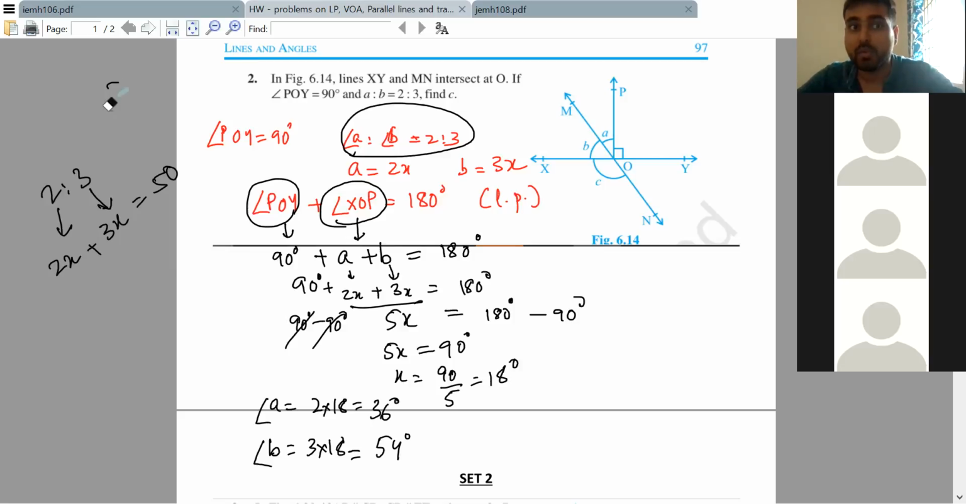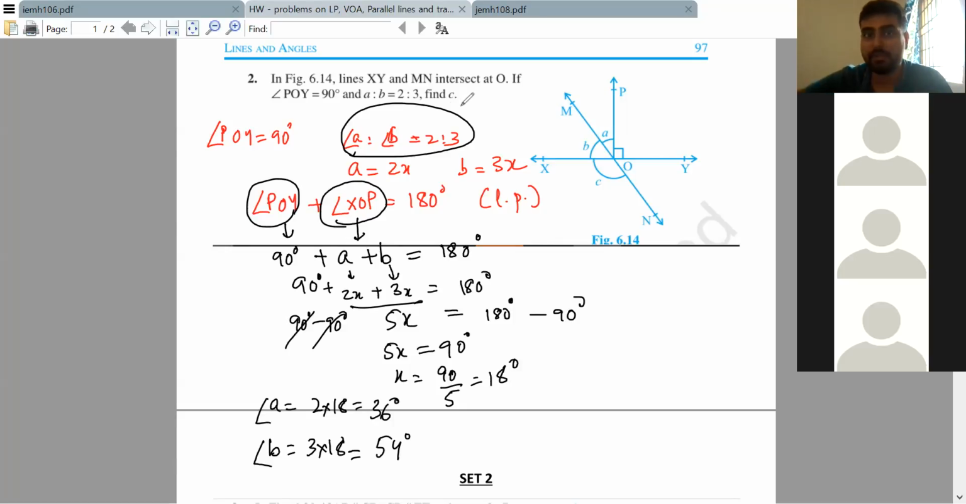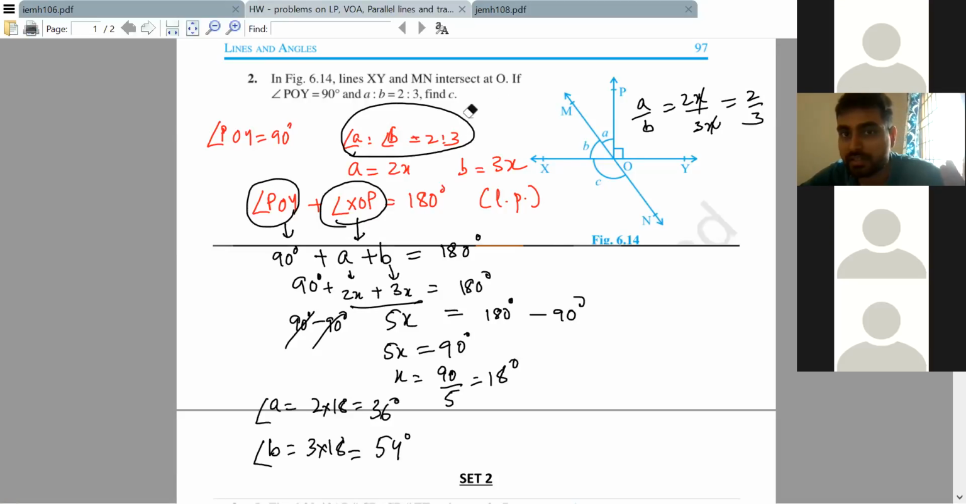Yes, sir. We want to make an equation in one variable. If we use A and B, we are going to have two variables. That won't work. So when we divide A by B, we get 2 by 3, right? That means A is 2 into something and B is 3 into something. Whenever we divide A by B, we get 2x by 3x. The x gets cancelled, and we get 2 by 3, the ratio written in simplest form. So far, Darshini, you're good?